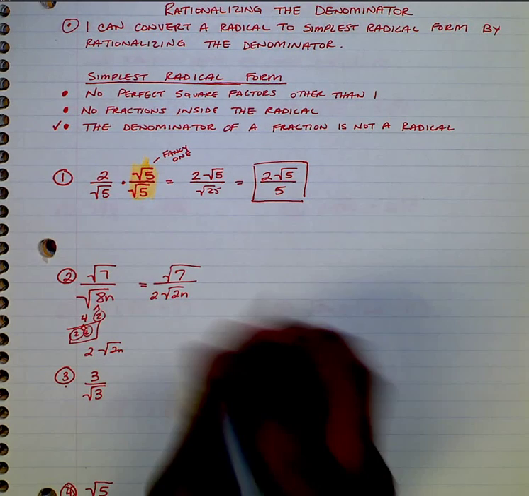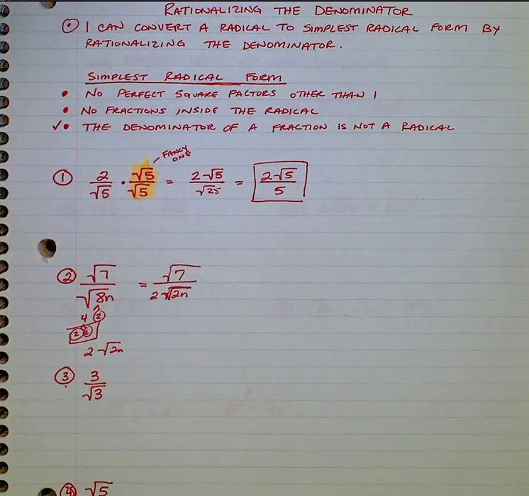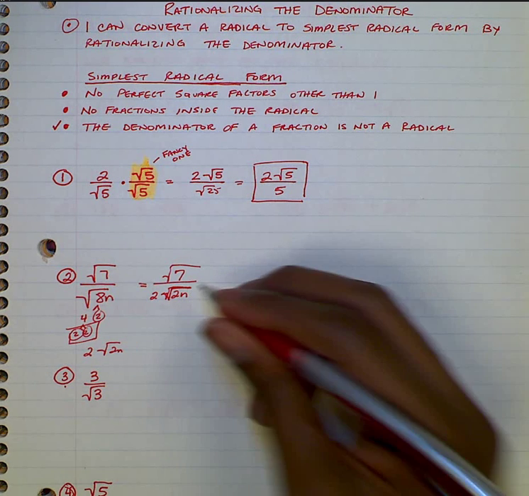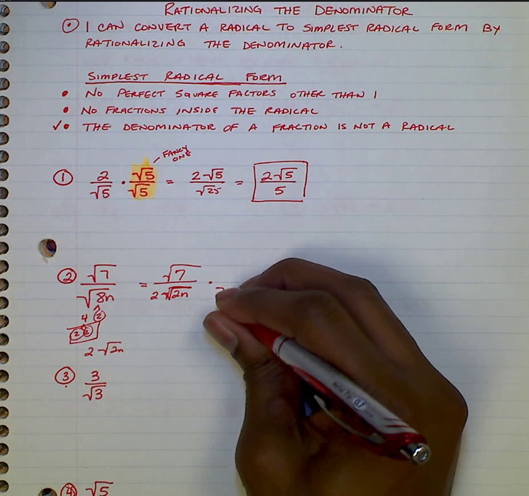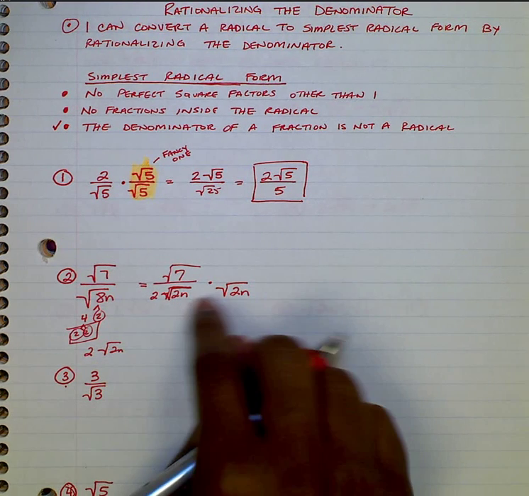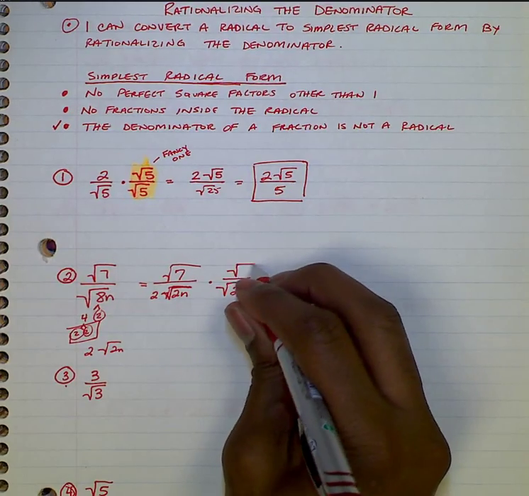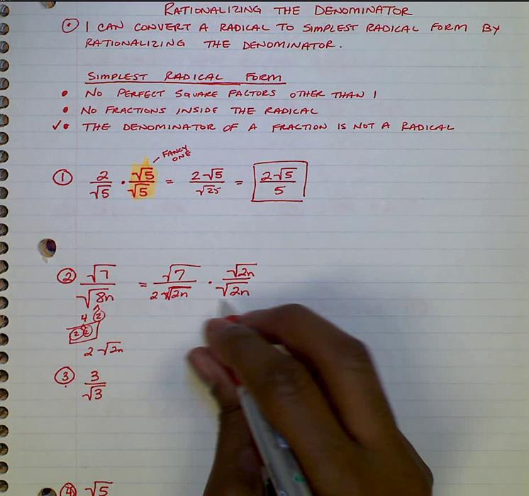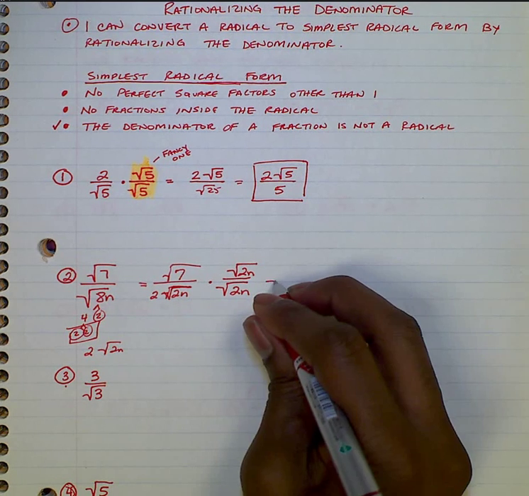I still have to do the same thing. Okay, I still have a radical in the denominator after I've done that. So now I need to get rid of this radical. I'm going to get rid of this radical by multiplying by fancy 1. In this case, I'm going to use radical 2n. Okay, and I do that because radical 2n times radical 2n is just 2n.